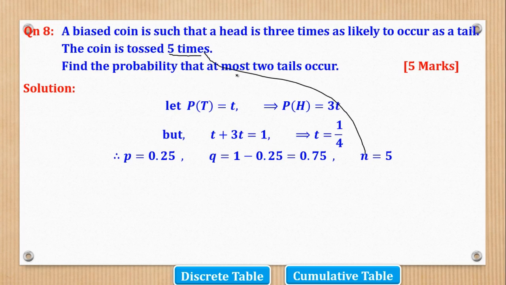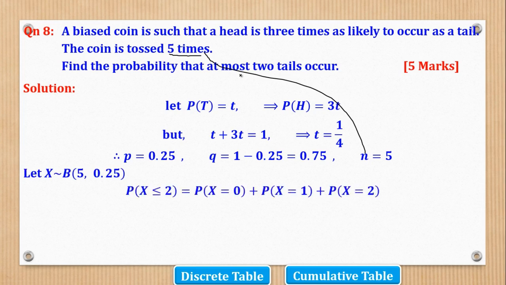Then they want the probability of at most. At most means don't exceed that. So the probability will be the probability of x less than or equal to 2. And when you start writing down your probabilities or expanding this, you must start from x equal to 0. Most students ignore x equal to 0 and start from x equal to 1 plus x equal to 2. That is not okay. So you must start from x equal to 0.